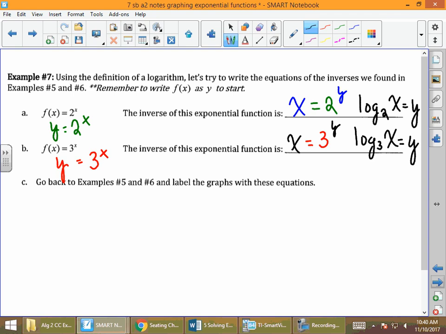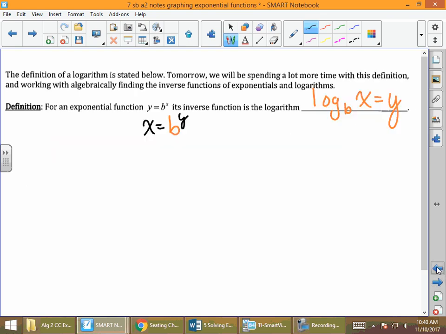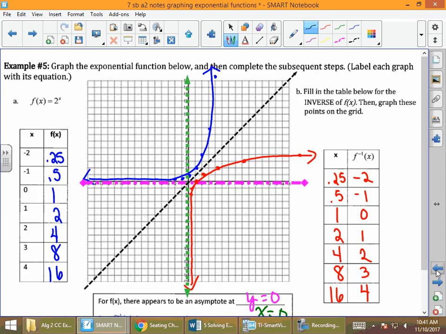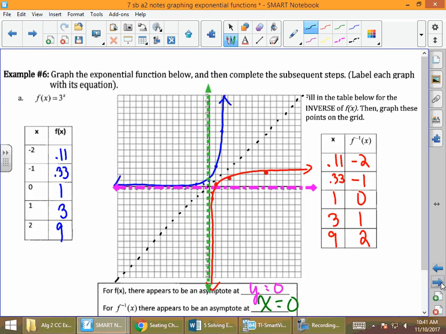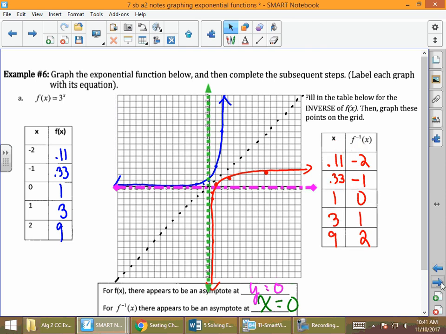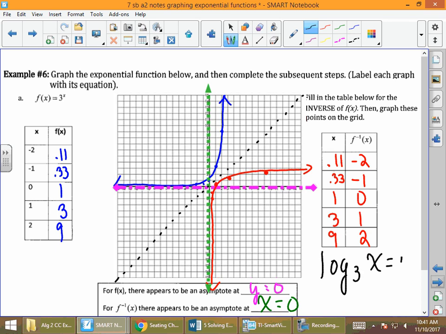So finally, let's flip our papers back and we can fill those in. Here's number 5. What we just said. This one is log base 2 of x equals y. That's what we said it was. We switched the x and the y. And on number 6 here, we get log base 3 of x equals y.